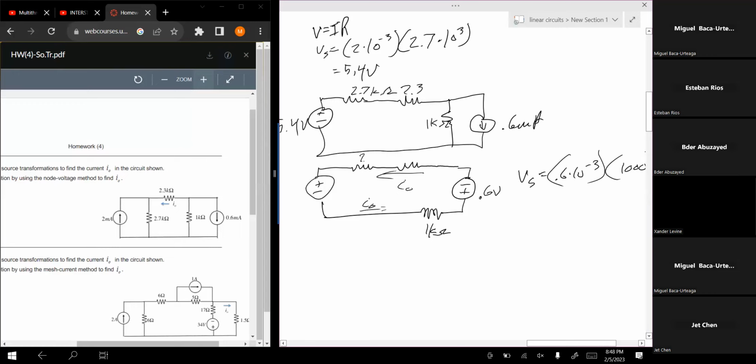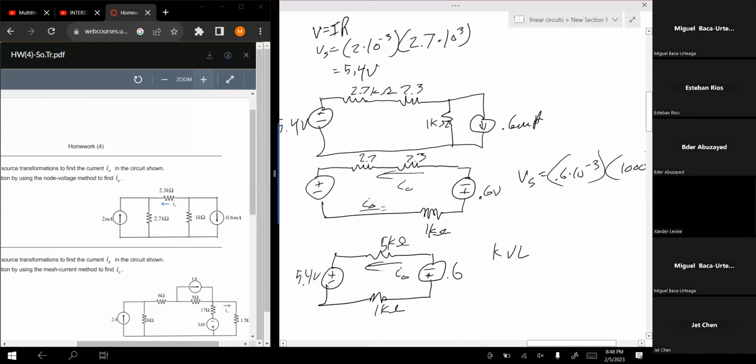So this is 2.7, this is 2.3. Let's just combine that. Let's just say this is 5.4 volts, and this is going to be positive here. This is a 1. So this is going to be 5 kilo ohms like that. This is 0.6. So now let's KVL it, because we still have our current flowing through there like that.